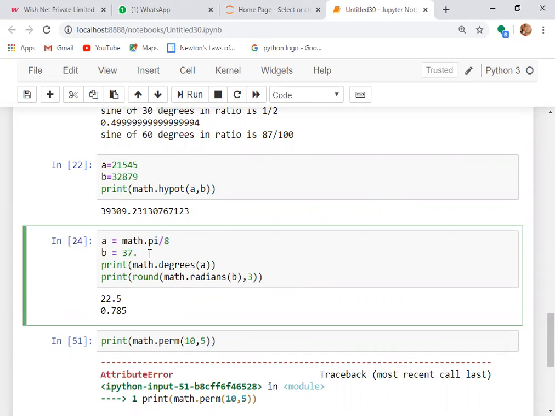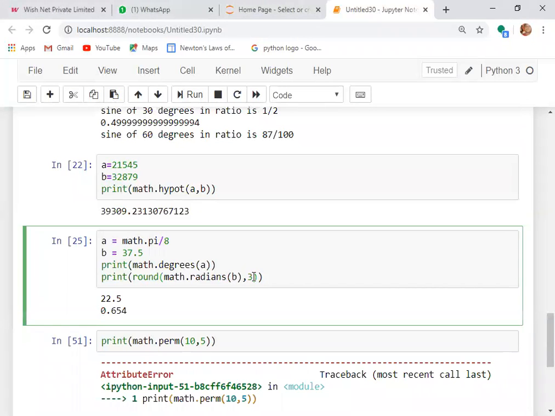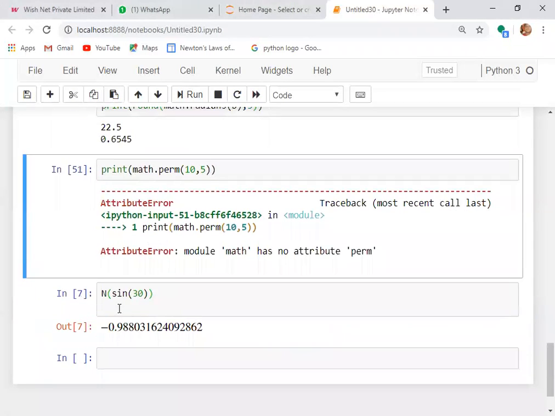So if it is 37.5, run it, and it will be in radian 0.64. If you round it to a higher place, let it be 5, and run it. So it will be 0.6545, like that. It is okay.